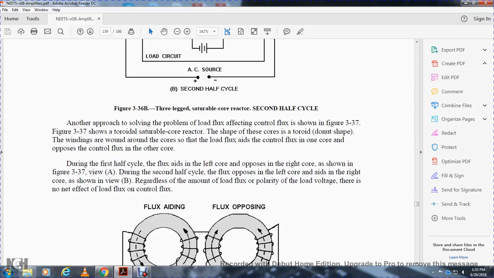Another approach to solving the problem of load flux affecting the control flux is shown in Figure 337. Figure 337 shows a toroidal saturable core reactor. The shapes of these cores are toroidal, donut shaped. The windings are wound around the cores, and the load flux in one core opposes the control flux of the other core. During the first half cycle, the flux aids in the left core and opposes in the right core, as shown in Figure 337 View A. During the second half cycle, the flux opposing in the left core adds in the right core, as shown in View B. Regardless of the amount of load flux, polarity, or load voltage, there is no effect of load flux on the control flux.